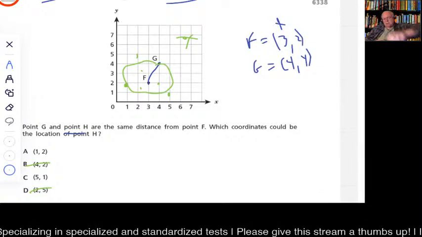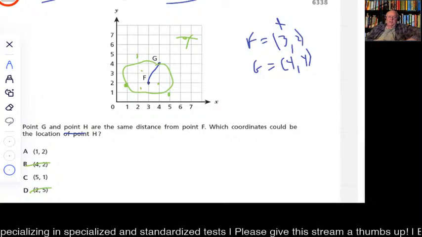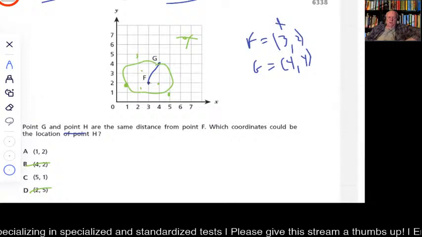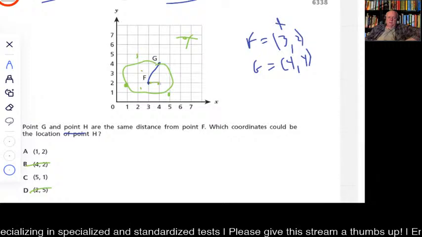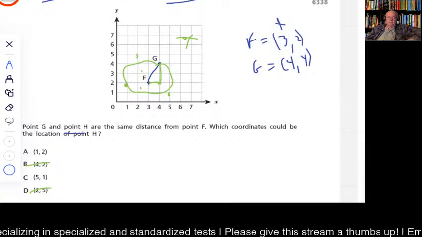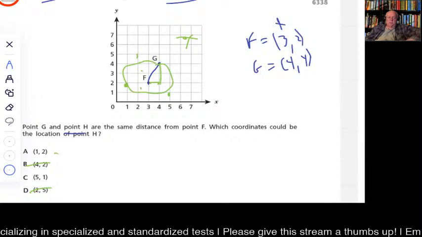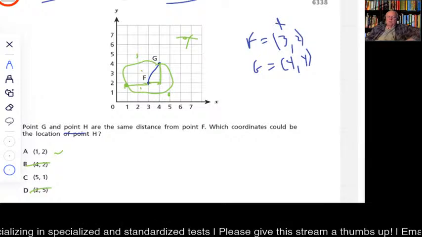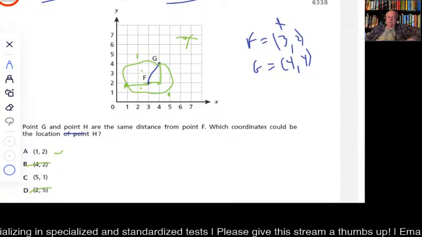It turns out we can still visually play games with this, because we noticed to go to G, it went over 1 and up 2. The problem with (1, 2) is it only goes over 2. It doesn't go up or down 1. So for that reason, it can't be A.